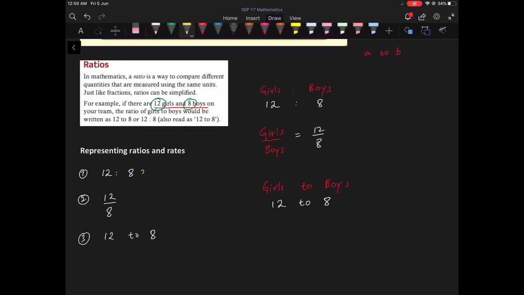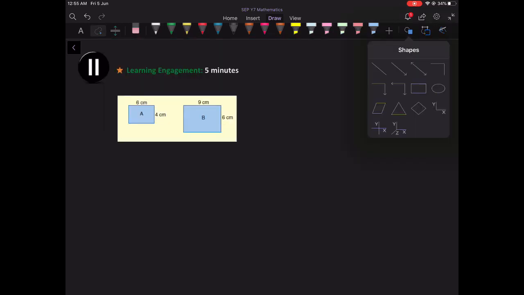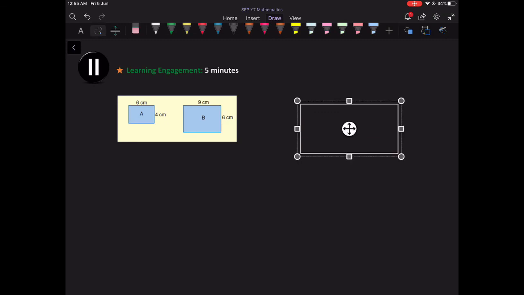Some ratios can be simplified. In this case, these ratios can be simplified as 3 ratio 2. To practice this skill, pause the video and find the ratio between the length and the width of rectangles A and B.